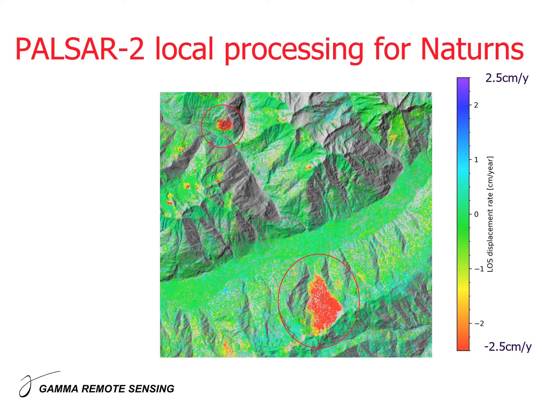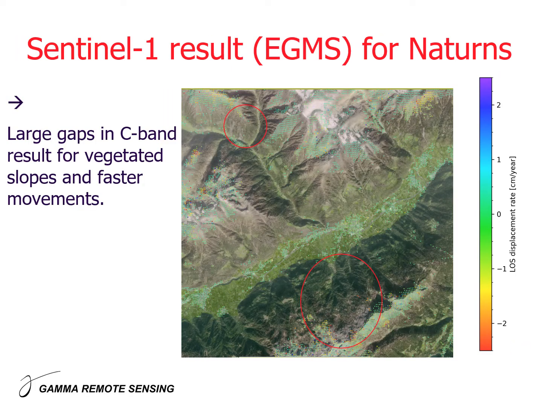We clearly see, with a very good spatial coverage and high point density, two landslides indicated here with the red circles. If we look at the same area, at the result achieved with C-band data from Sentinel as presented by the European Ground Motion Service, we see that there are large gaps in these areas, and it is not at all clear that these are landslides.